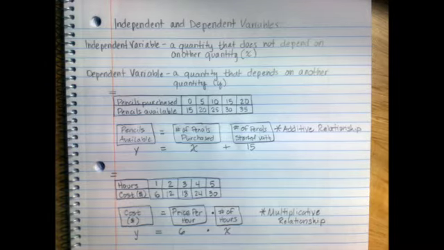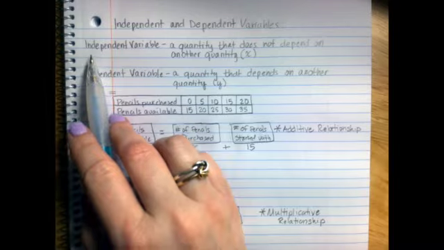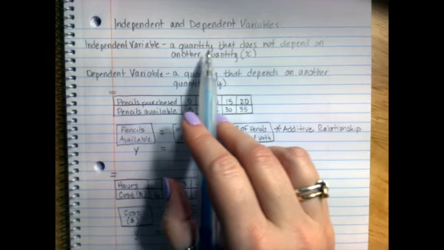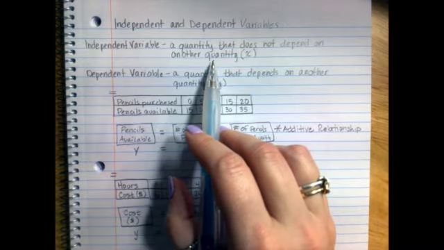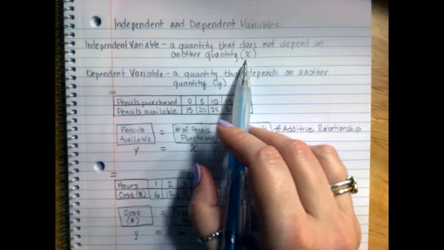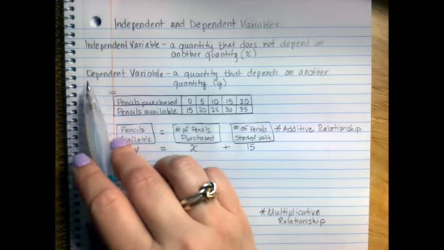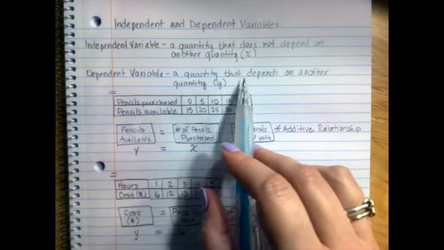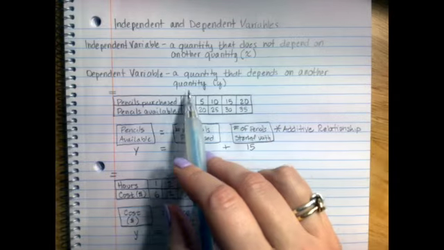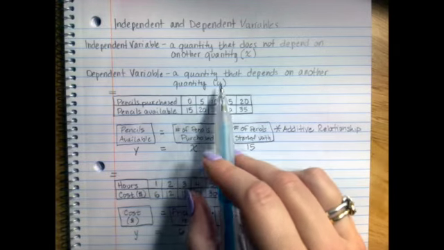This tutorial is about independent and dependent variables. So up front we have independent variable. It's a quantity that does not depend on another quantity. We always refer to this as our x value. Dependent variable is a quantity that depends on another quantity. This is always your y value.